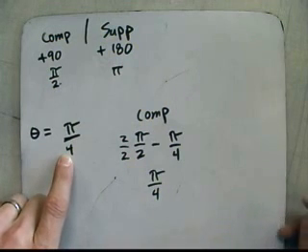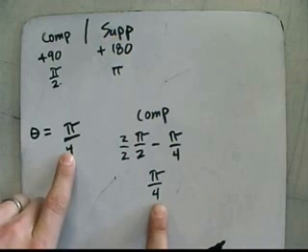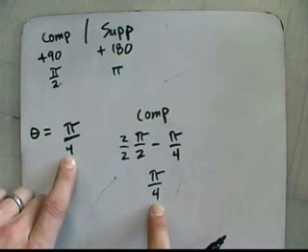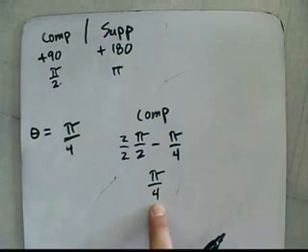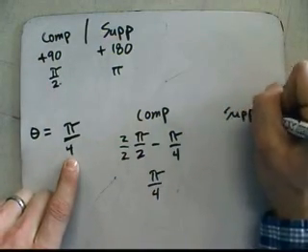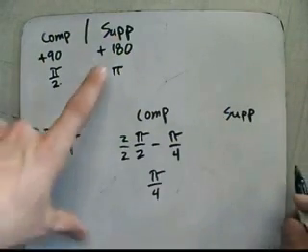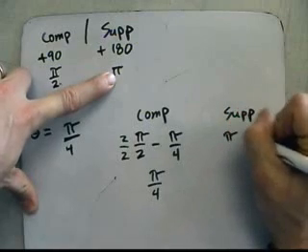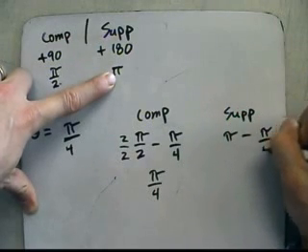1 pi over 4. Notice if you add those together, what do you get? What's pi over 4 plus pi over 4? 2 pi over 4. That reduces to pi over 2. Cool. So it adds to 90. Okay, so we can check those add to 90. The supplement adds to 180, which means I have to take 180, take away my angle, pi over 4. So I'm going to go pi minus pi over 4.